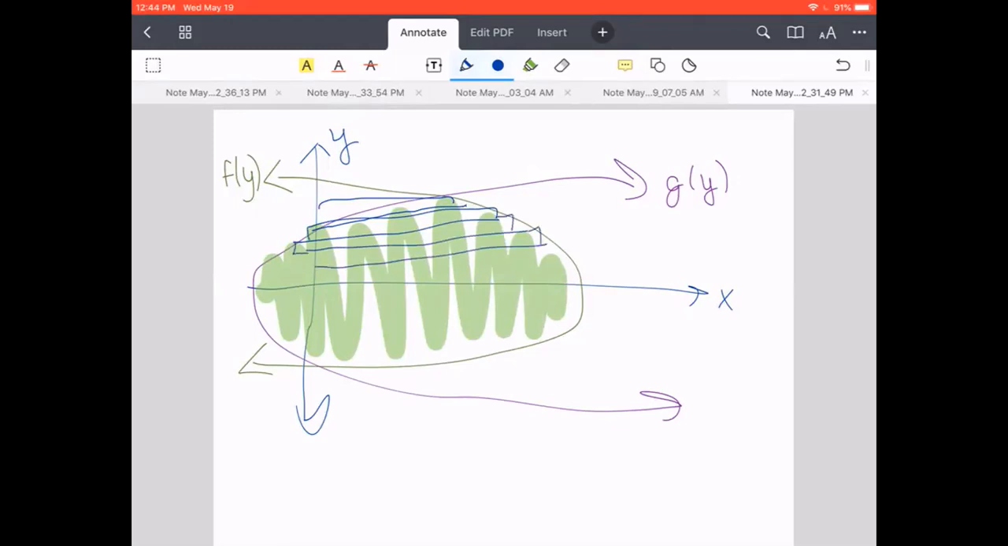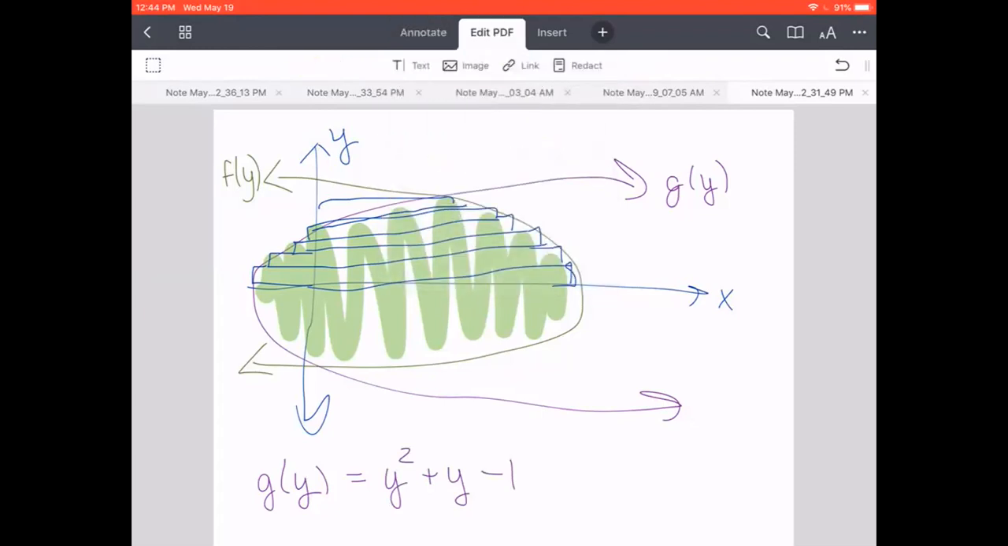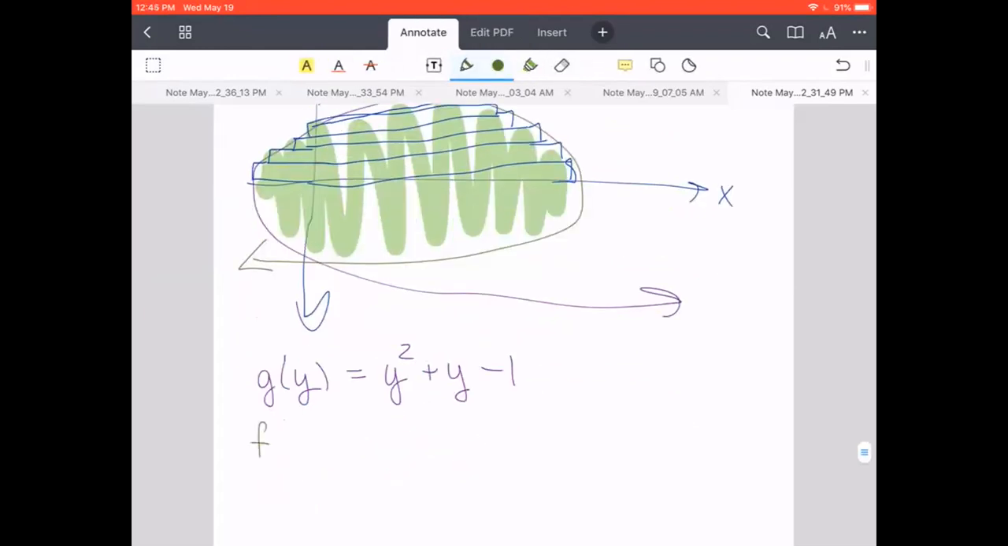And then again on this side to the y-axis. You're going to want to find those horizontal rectangles from your function to the y-axis. My function g is given as y squared plus y minus 1. So again, this is like an x equals equation. It's already given to you. You don't have to convert it. And my function f is given as negative y squared plus 3y plus 11.